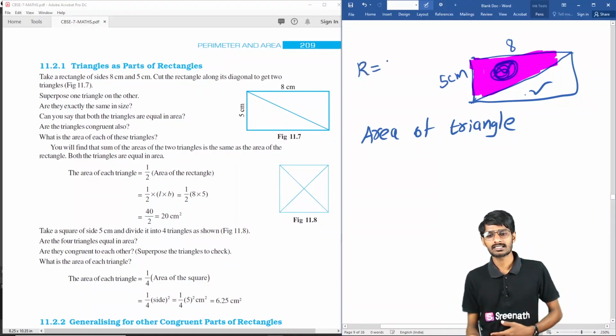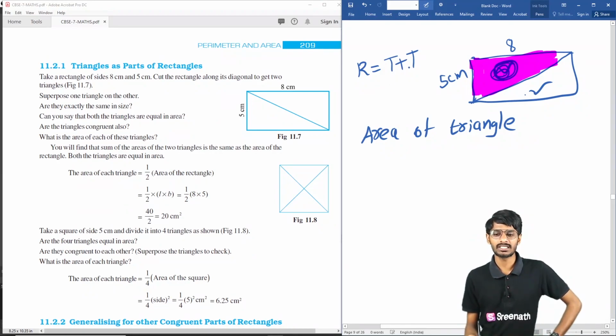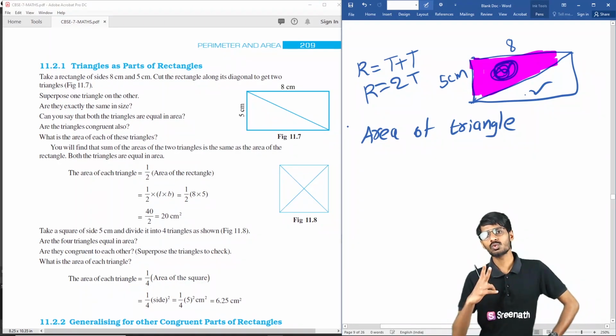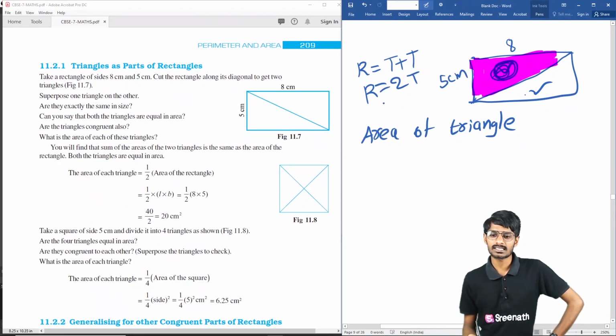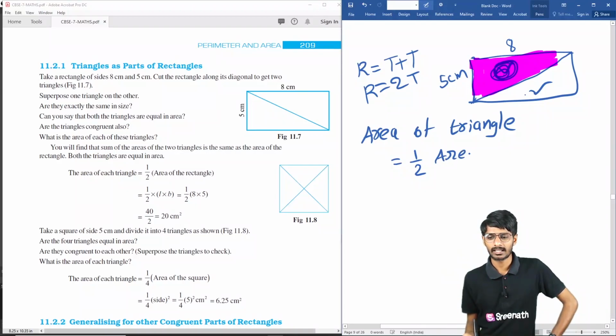Area of rectangle is equal to area of the triangle plus area of the triangle, and both are the same, T and T. So it is 2T. So area of rectangle is equal to 2 times the area of each triangle. So if you want just the area of the triangle, it is 1 by 2 of the area of the rectangle. That's it, students. Area of each triangle is half of the whole rectangle area.